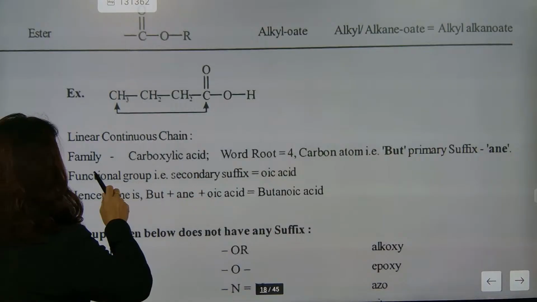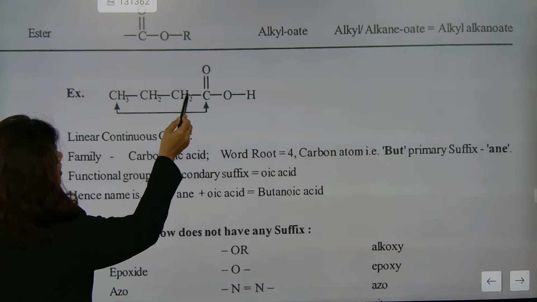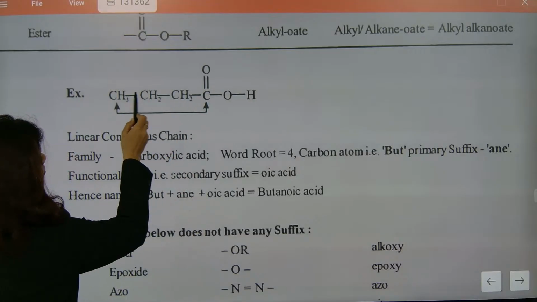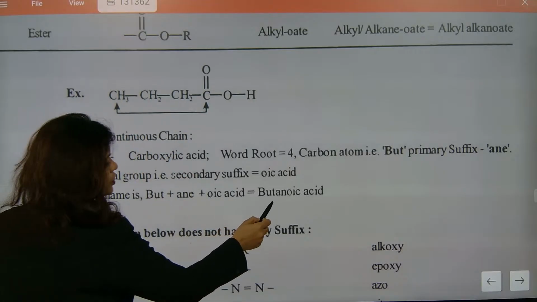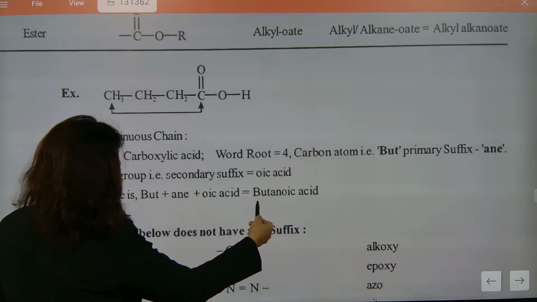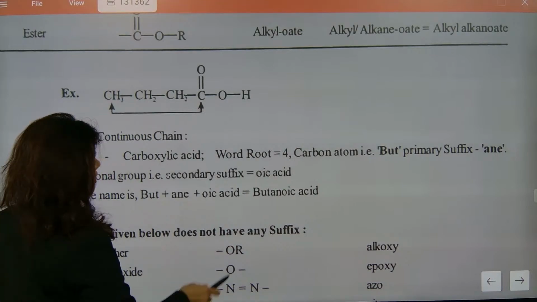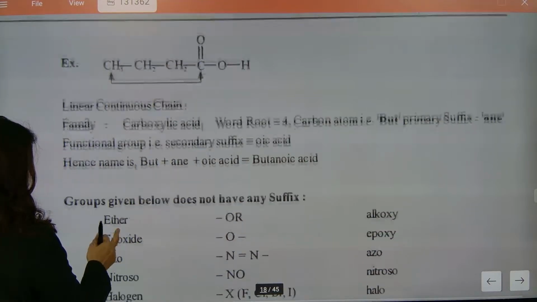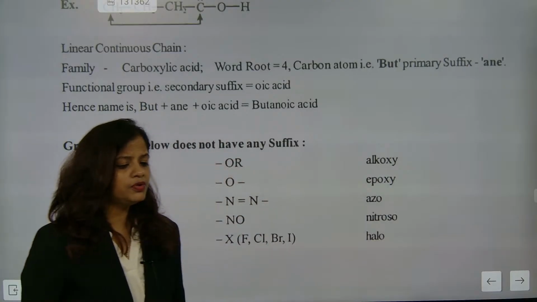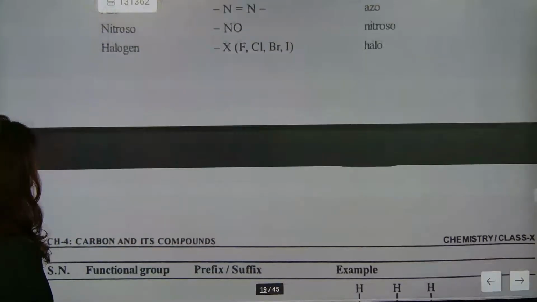Now let's check this one out. A linear continuous chain will be there: the main word root, the parent chain. Here, see, one, two, three, four: four carbons. So methane, ethane, propane, butane. Here definitely but came. So but is the word root, and COOH is the functional group added. So it will become butanoic acid. Understood?